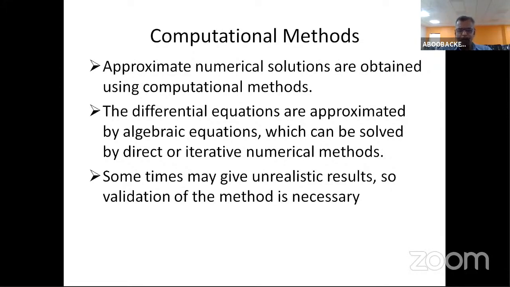Validation may be either with experimental results or with some benchmark problems where analytical solutions exist. Such problems are called benchmark problems. Also, we need not do experimentation ourselves, but maybe we can take the results from the published literature. So by comparing with results of experiments from published literature, we can validate the computational methods.